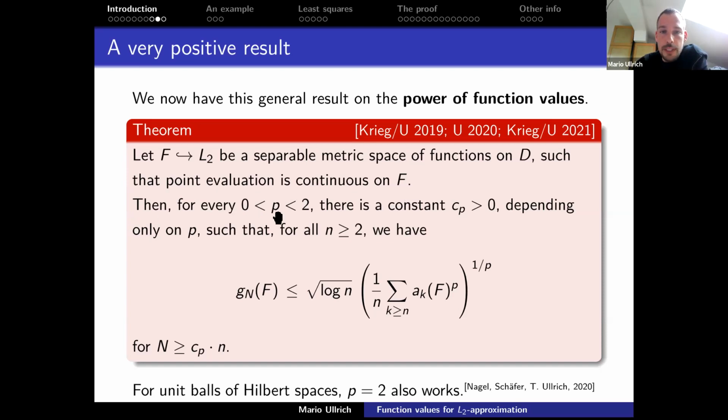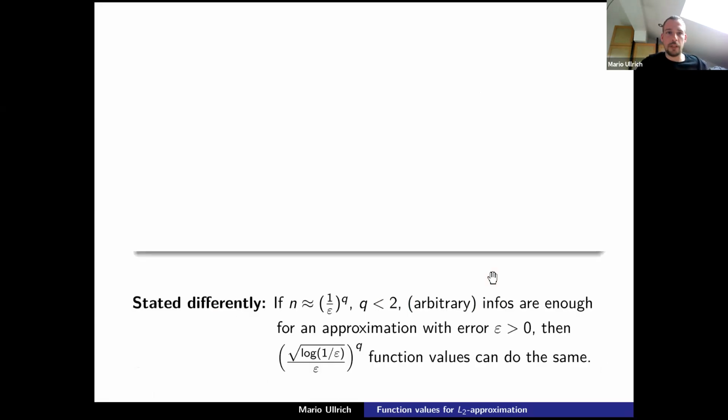then for every p between 0 and 2, there is a constant such that the sampling numbers can be bounded from above by some log n times this ℓp sum here. What does it mean? It means if the approximation numbers are p-summable for some p smaller than 2, then this is finite, so it can be applied, and we will see in a second what it means for specific sequences. It's a rather tight bound. And let me add, if this is the unit ball of a Hilbert space of functions, then one can also prove that the same result holds with p equal to 2.